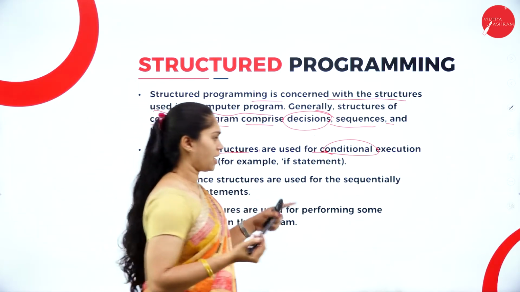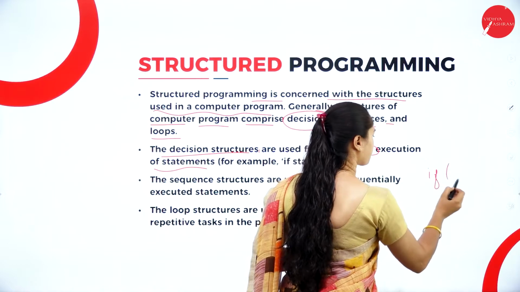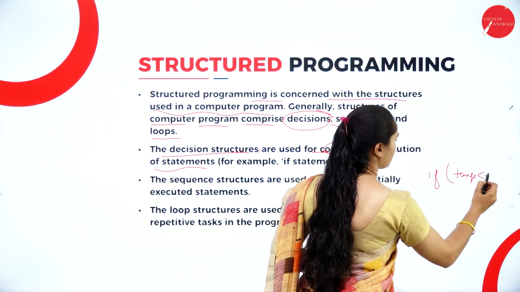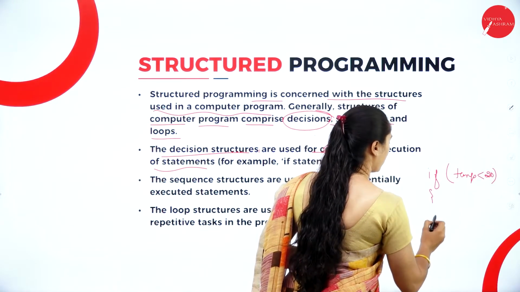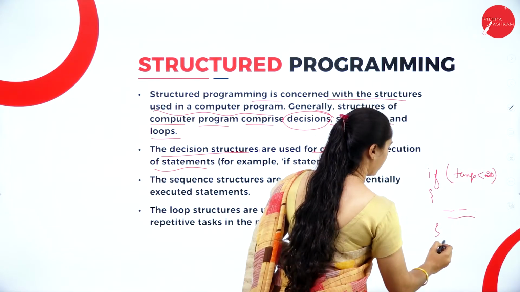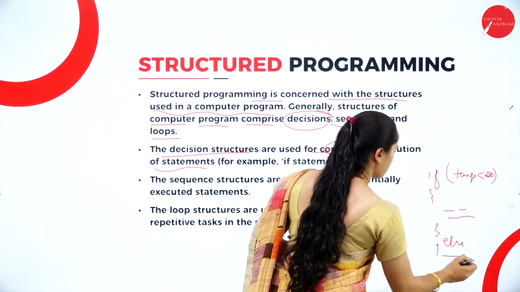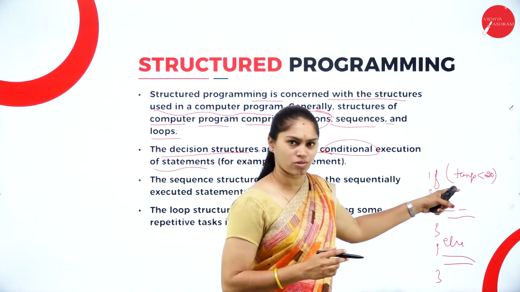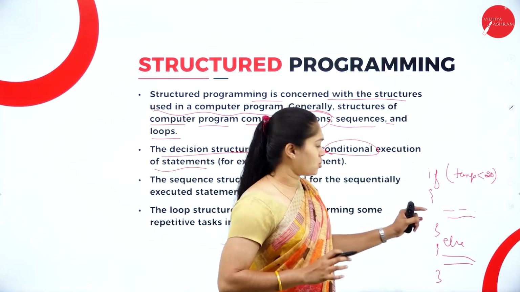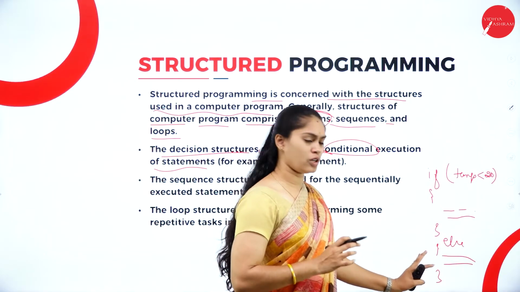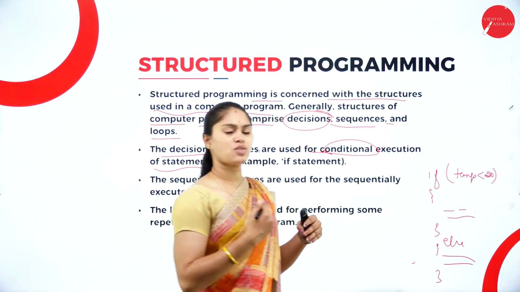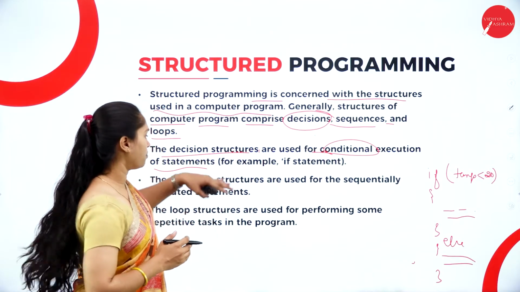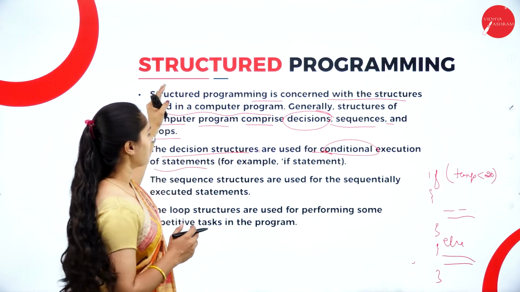The decision structures are used for conditional execution of a statement. For example, an if statement: if temperature is less than 20, then we follow a certain set of statements, else it follows certain other statements. So what does it mean? Only if the condition is true, then it follows the true part. If the condition is false, then it follows another set of statements. So we are making a decision based on a particular condition. For that type of programming also, we have to go with structured programming.